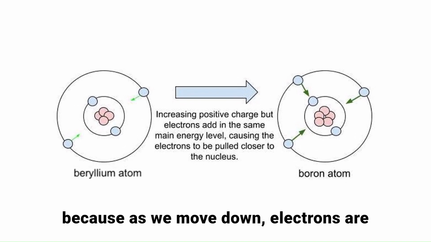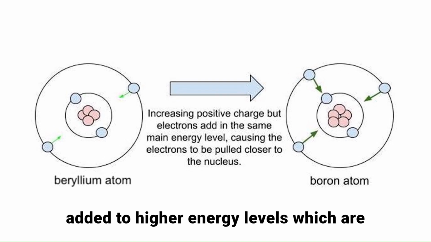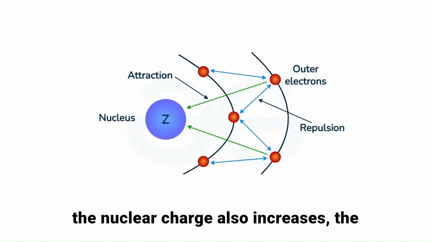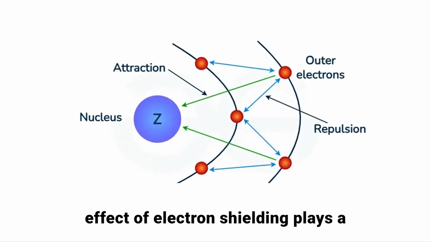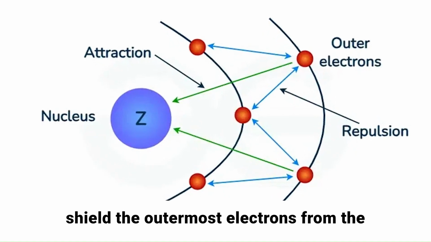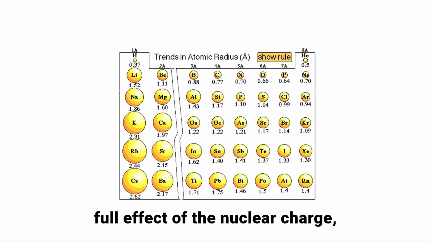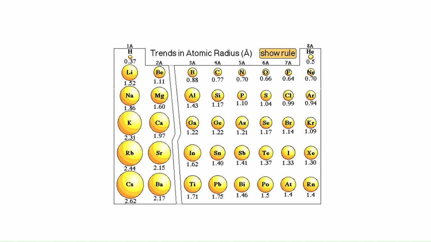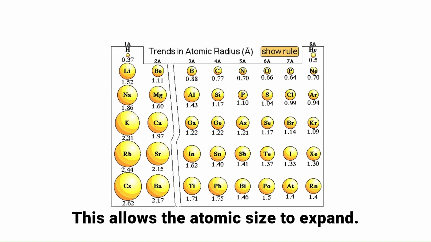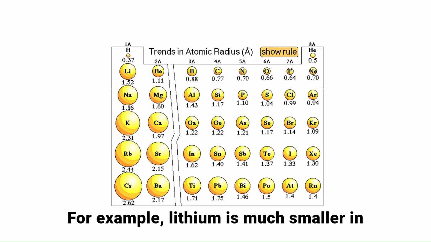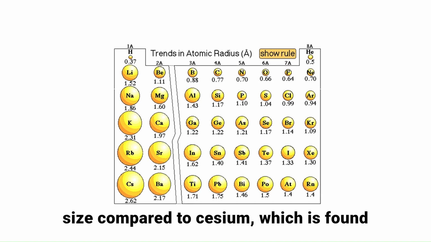Moving down a group in the periodic table, atomic radius increases. This is because as we move down, electrons are added to higher energy levels, which are farther away from the nucleus. Although the nuclear charge also increases, the effect of electron shielding plays a dominant role. Inner electrons shield the outermost electrons from the full effect of the nuclear charge, weakening the attraction between the nucleus and valence electrons. This allows the atomic size to expand. For example, lithium is much smaller in size compared to cesium, which is found lower in the same group.